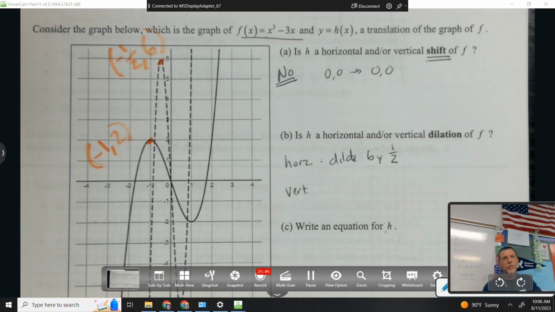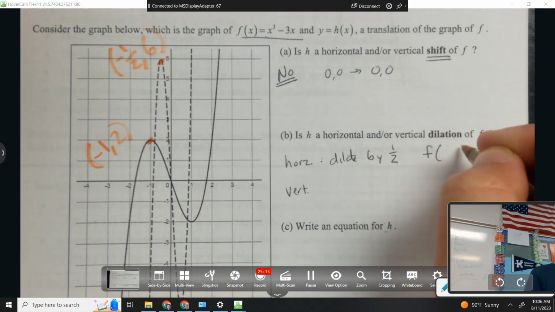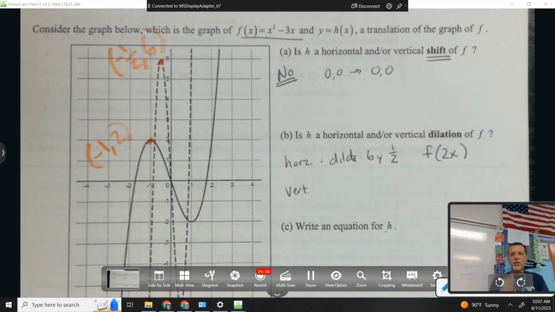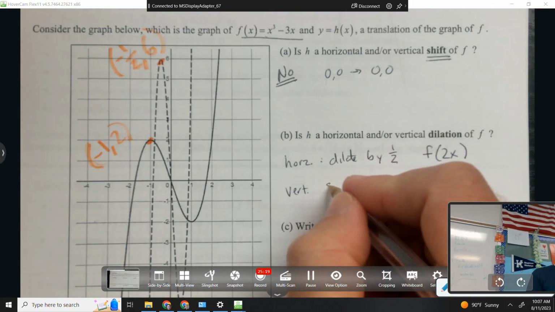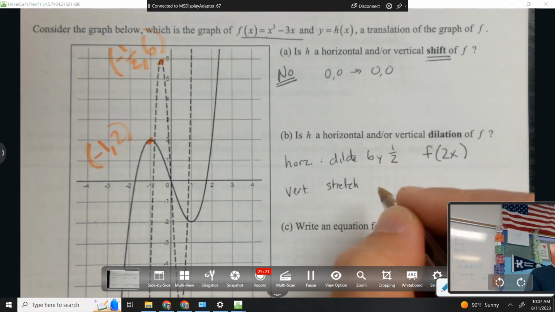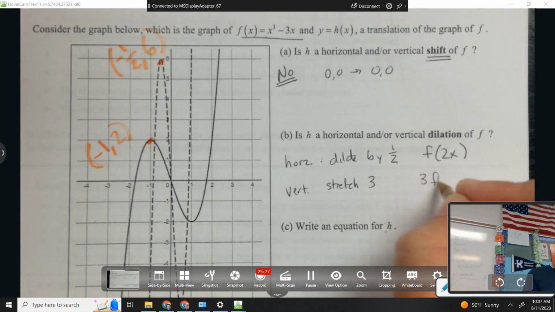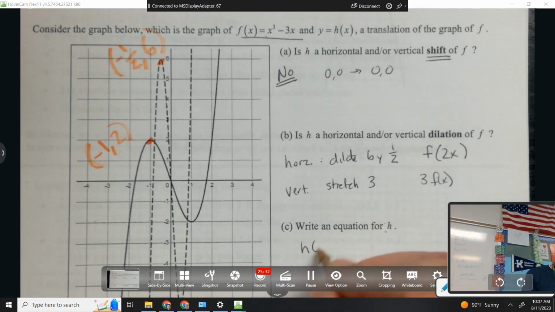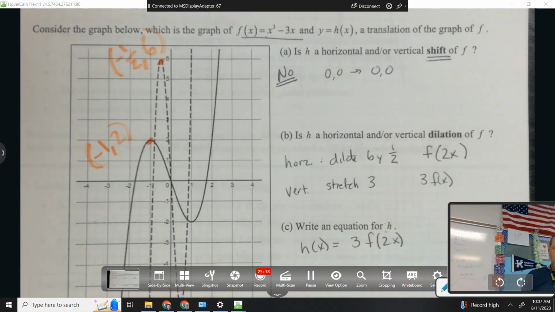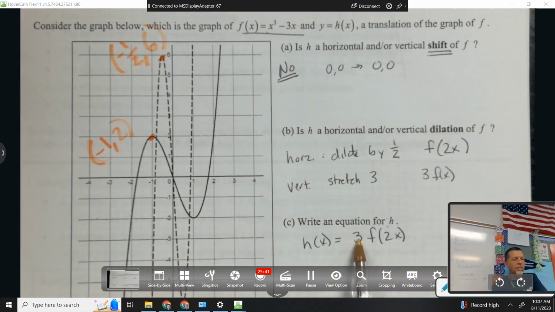That's fine. Dilate by a half, which means f of 2x. And that x is backwards thing. Vertical is always easier, I think. Stretch by 3, so that'd be 3f of x. And putting them together means the 3 is out front and the 2 is inside. The out front makes it vertical, the inside makes it horizontal.